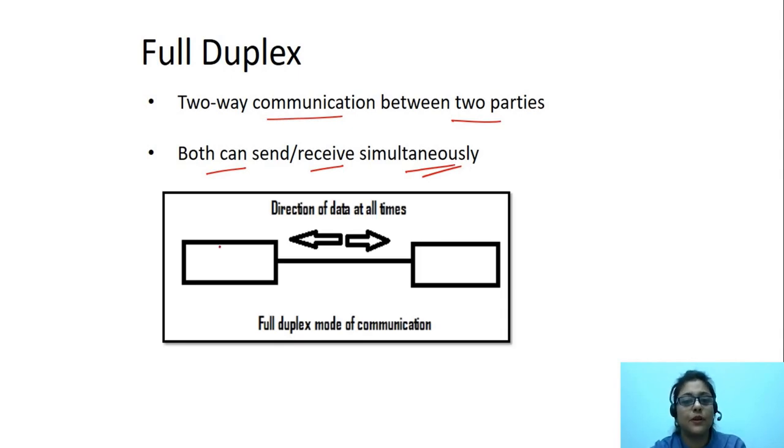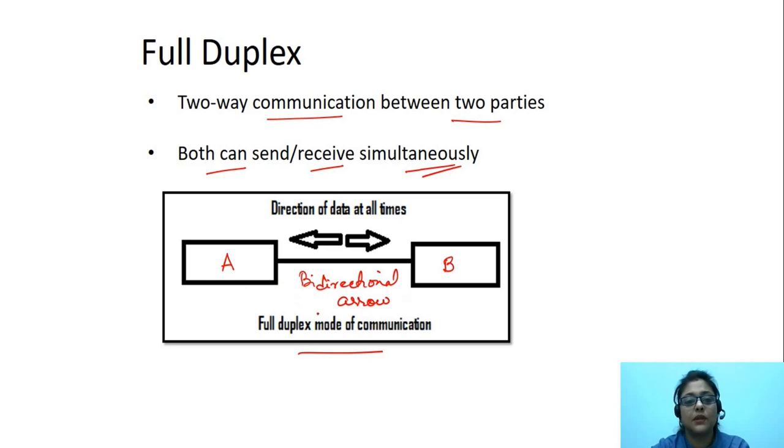This is an example of full duplex mode of communication, and here let's say we have a station A and a station B. Station A can send data as well as receive data at all times. At the same time, station B can send data and receive data at all times. And it is given by this bidirectional arrow.